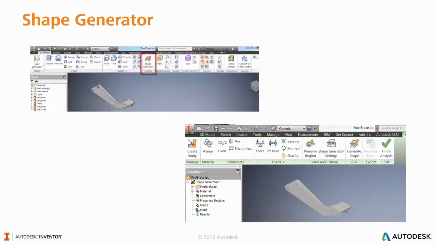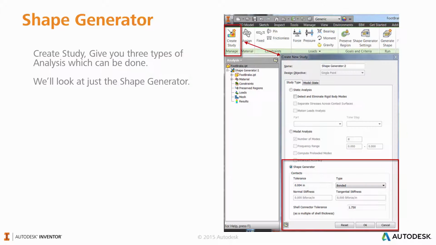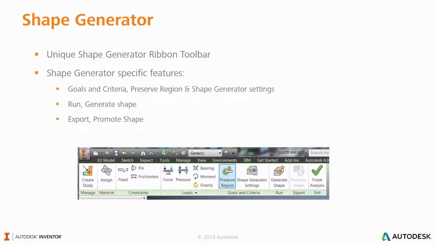Let's have a quick look at some specifics around Shape Generator. So you'll see here that the Shape Generator icon can be found in the 3D Model tab. But it can also be accessed inside of the Inventor simulation environment. If you create a new study, you'll see below the static analysis and modal analysis studies that there's now a new shape generator study that enables you to access the tools associated with running a shape generator study.